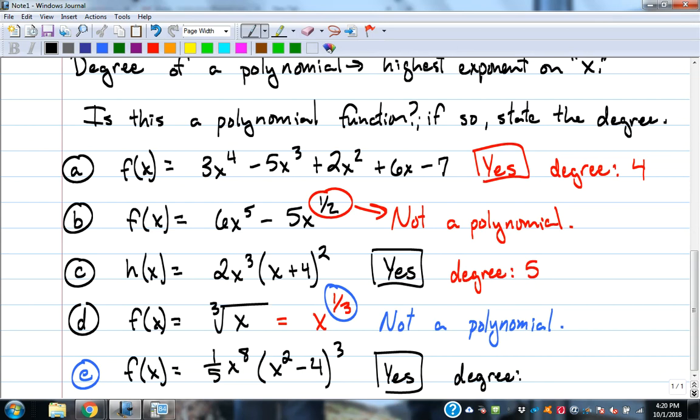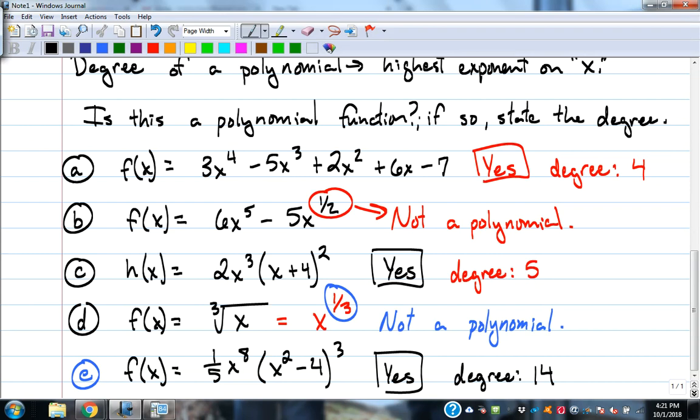What does this part in parentheses turn into? The leading term, the first term. X to the, if I cube x squared, would be x to the 6th, right? But it's 2 times 3 is 6. And then x to the 6th times x to the 8th would be x to the 14th. The degree for that one would be 14.